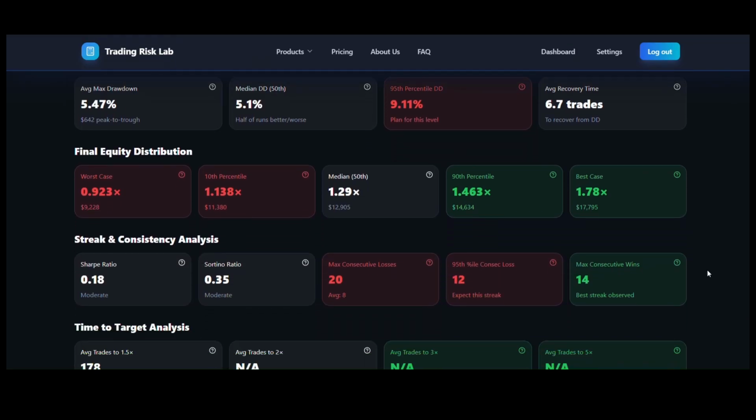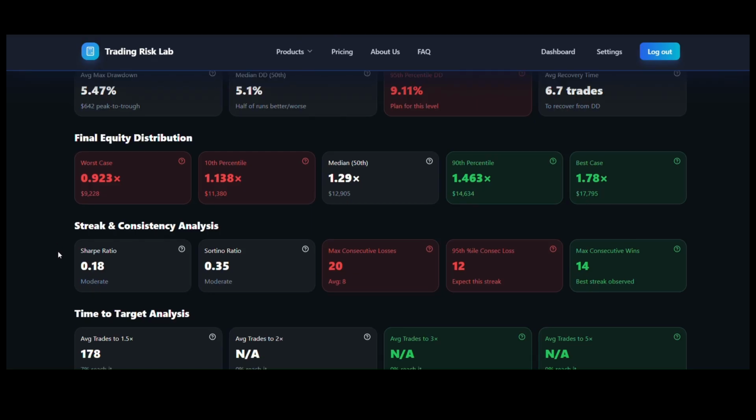Next is final equity distribution. This section shows how outcomes spread across all simulations. You'll see worst case, lower percentiles, the median outcome, and best case equity growth. This gives you a more realistic range of what your system can produce over time.